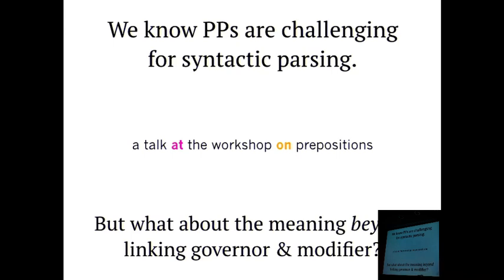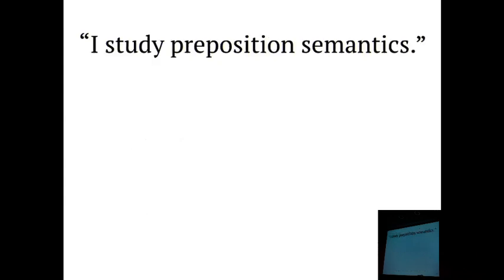So in this talk, I'm not going to be talking about the syntax. I'm going to assume we already have something that has told us about the morphology and syntax, and we're going to be analyzing the semantics. So beyond linking a governor such as workshop, so if it attaches to workshop, we're going to call that the governor, and the word prepositions is the object or modifier. Beyond syntactically connecting them, what is it contributing to the sentence?